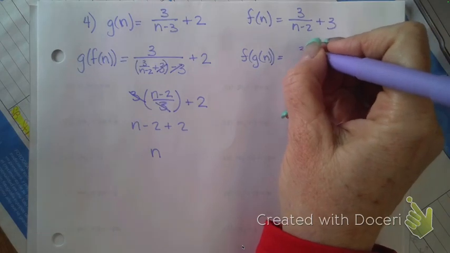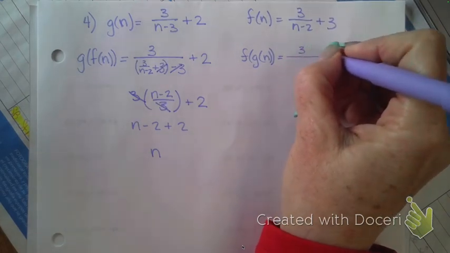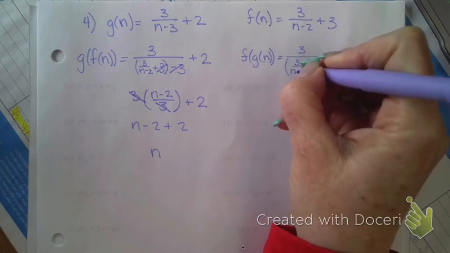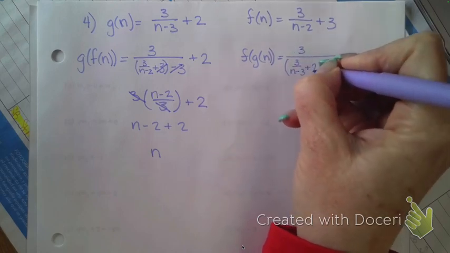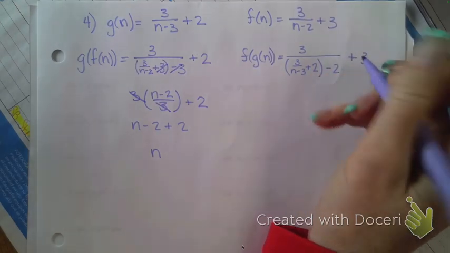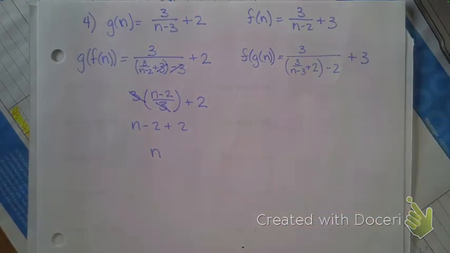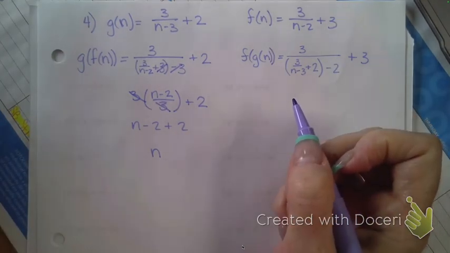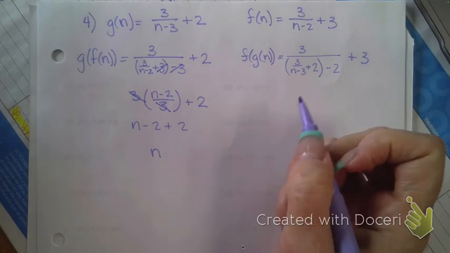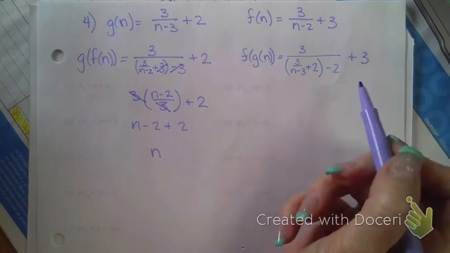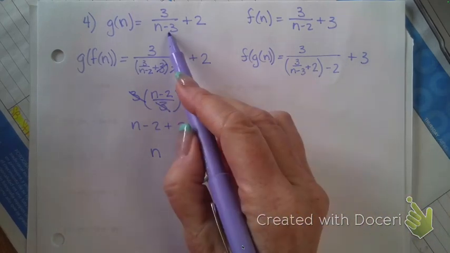So 3 over what? 3 over n minus 3 plus 2, minus 2. Now that you've done it a couple times, they look horrible, but they're not that bad, are they? Where did you get the negative 3 on the first step? It's inversely. It's right there.